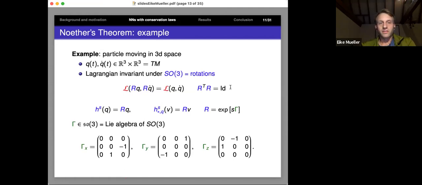So this is the symmetry group in this case, and the maps can be written as H_s(q) equals R times q, and H_s star of v, which is again R times v. So we rotate both the position and the velocity, and R can be written as the exponential of an element in the Lie algebra of this group. Gamma is a linear combination of these matrices here. So that's the symmetry group. These rotations of both position and velocity leave our Lagrangian invariant. That's the assumption I make.